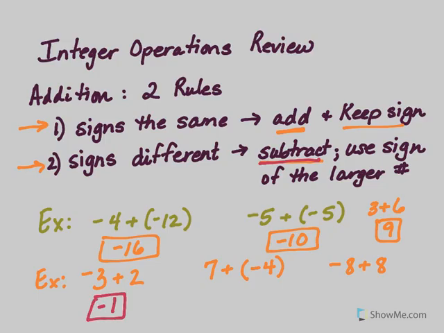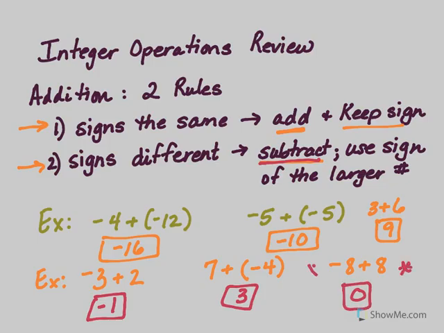Next one, 7 plus -4, my signs are different, so I find the difference of 7 and 4, and the larger number 7 is positive, so my answer is +3. Next, -8 plus 8. Well, the signs are different, right? So 8 minus 8 is 0, and I use the sign of the larger. Well, they're both the same, but remember, 0 is neither positive nor negative, so my answer is 0.